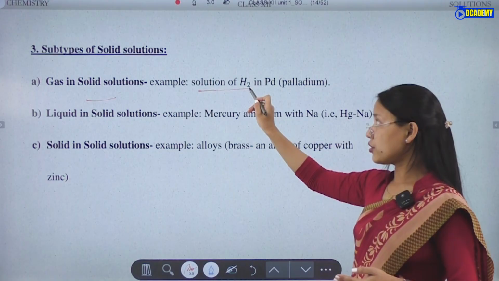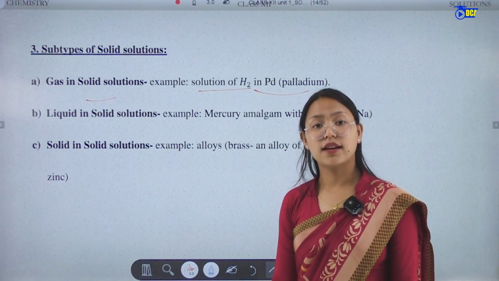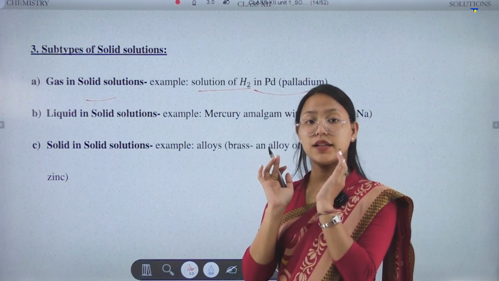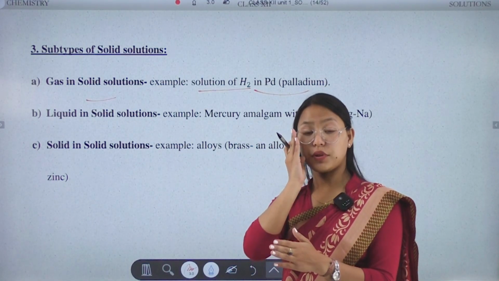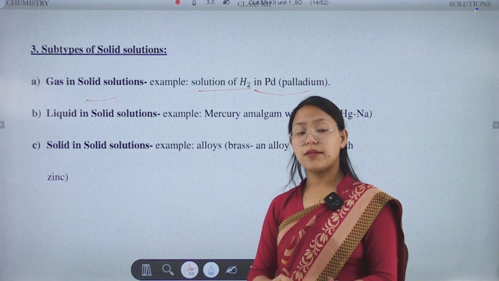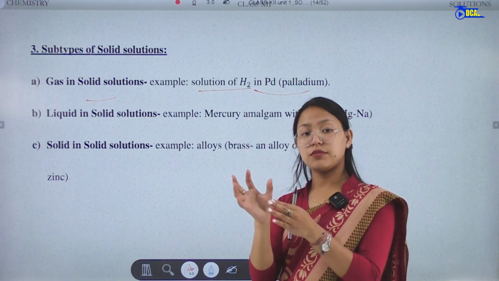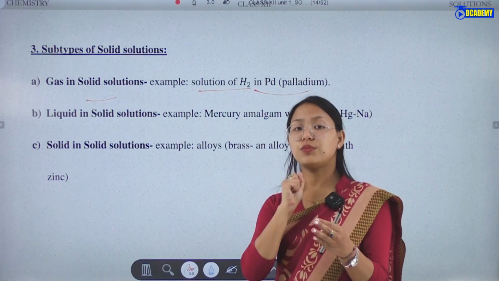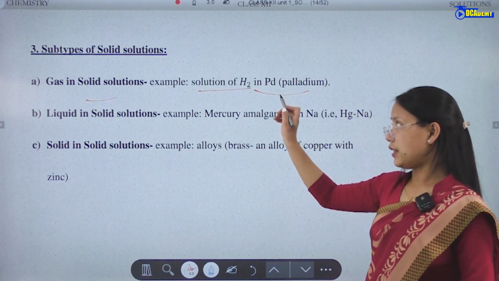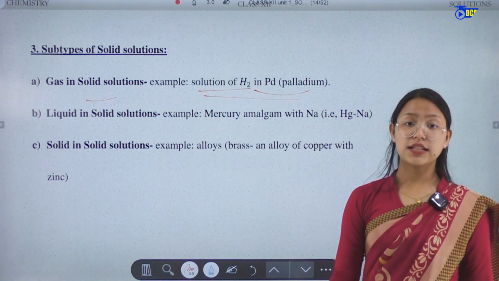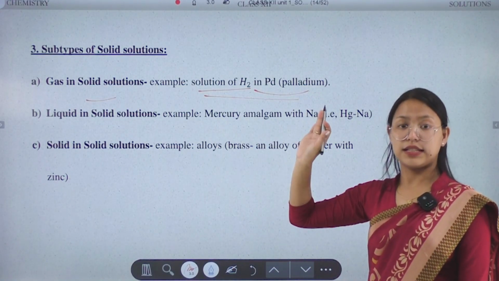One example is the solution of hydrogen in palladium. Hydrogen gas dissolves in palladium. That is gas in solid. But let's say here, solution of hydrogen in palladium. It is the solution of gas in solid.